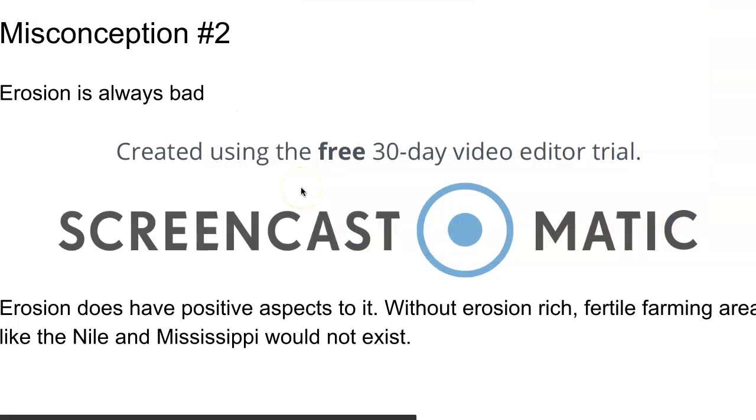Next, we're going to be going over the second misconception, which is that erosion is always bad. It's kind of funny thinking about this because when I was a kid, I remember thinking this for a while. But the truth is that erosion does have a positive aspect to it. Without erosion, rich, fertile farming areas like the Nile and Mississippi would not exist. Some students may get this conception that erosion is always bad because many science lessons focus on the negative aspects of erosion, like ecosystem destruction and soil loss, but there are some positive aspects to it.